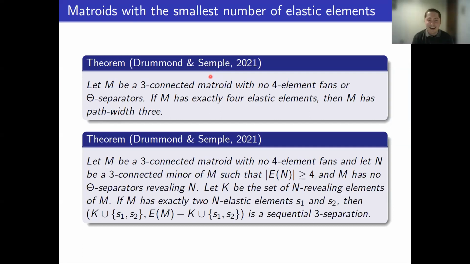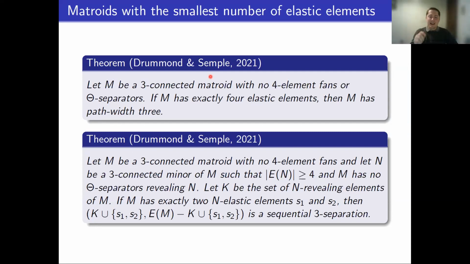And then we have the n-elastic one. This is a bit more of a mouthful. That's why I'm not going to, it's just for those who can comprehend at the speed of light what's going on. If M is a 3-connected matroid with no 4-element fans, and N is a 3-connected minor of M, and N's large enough, M has no theta separators revealing N. If K is the set of N-revealing elements, remembering what that is, they're the certificates for being non-elastic.